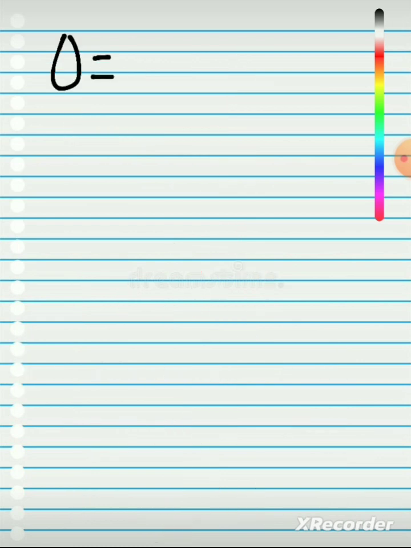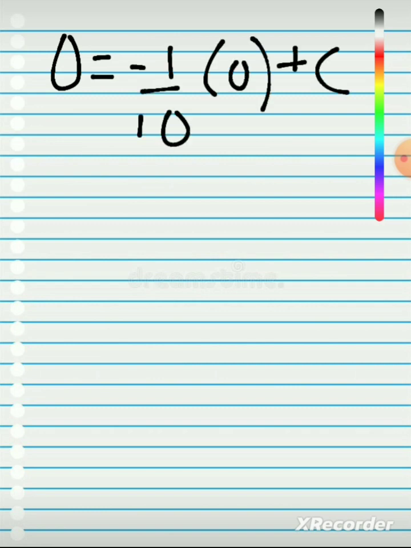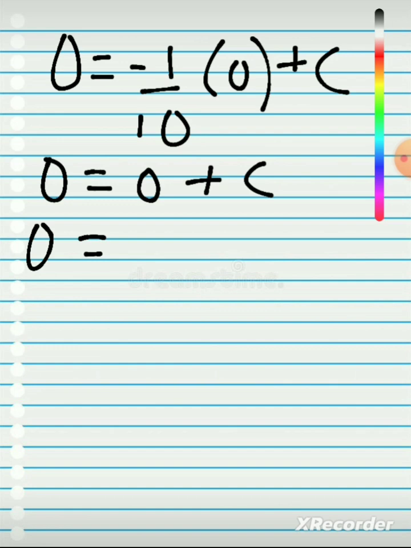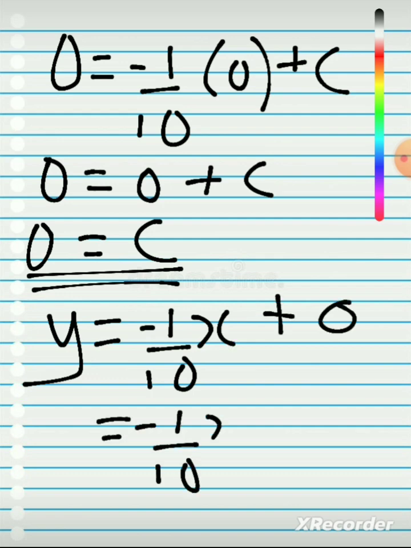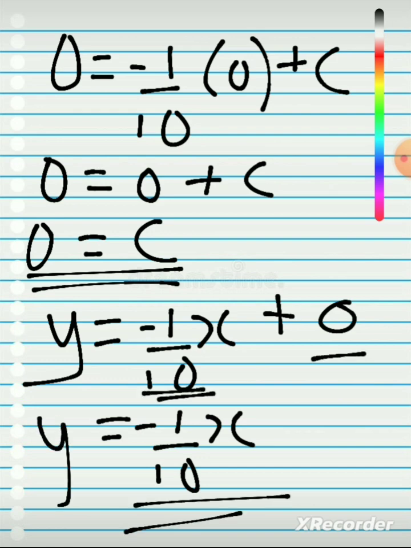So 0 = -1/10 times 0 plus c. So 0 = -1/10 times 0, which is 0, plus c. So 0 = 0 + c, which is c. Our c is 0. Therefore, the equation of our perpendicular line is y = -1/10 x + 0, which simply is y = -1/10 x, because this plus 0 is just this. So this is the equation of the line perpendicular to our line.